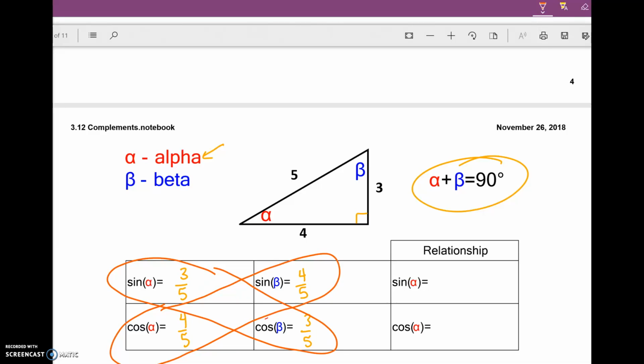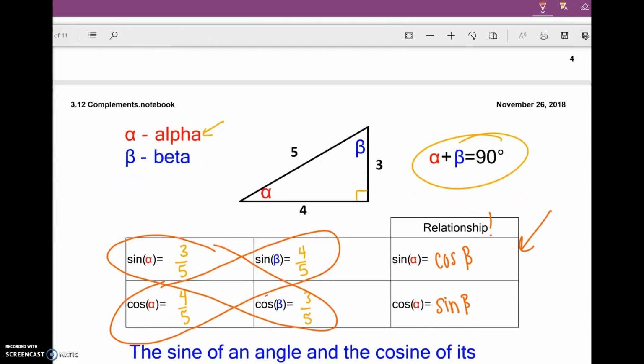So the relationship that we can sum up here is that sine of alpha is equal to cosine of beta, and cosine of alpha is equal to sine of beta. That relationship holds true for all triangles. That would probably be the first thing I would draw off of this page.